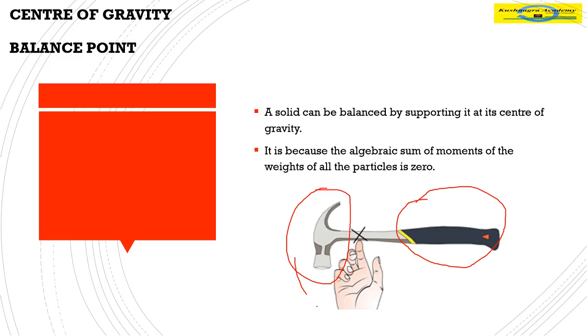So the sum of the moments anti-clockwise from this point, the axis of rotation, and the clockwise rotation is zero. Hence we can balance it at our fingertip. It is because the algebraic sum of the moments of the weight of all the particles on this hammer is zero. Clockwise equals anti-clockwise. Recall that this was the case of equilibrium as well.